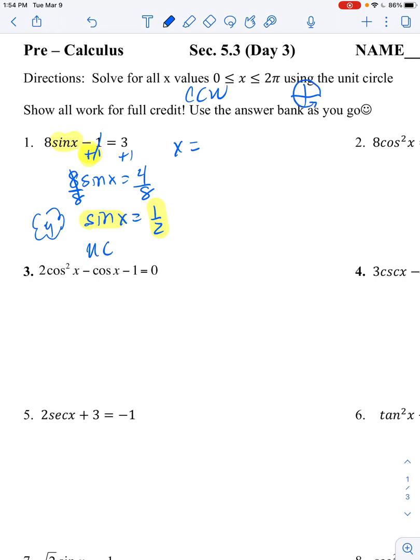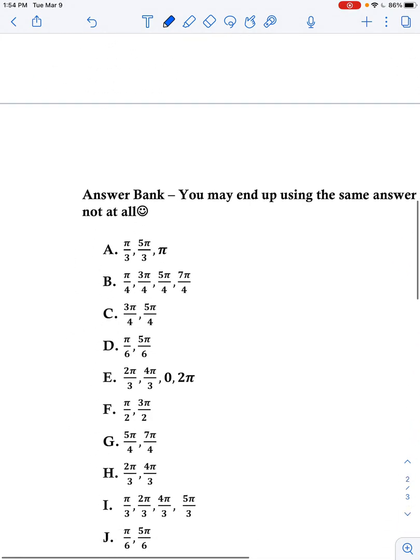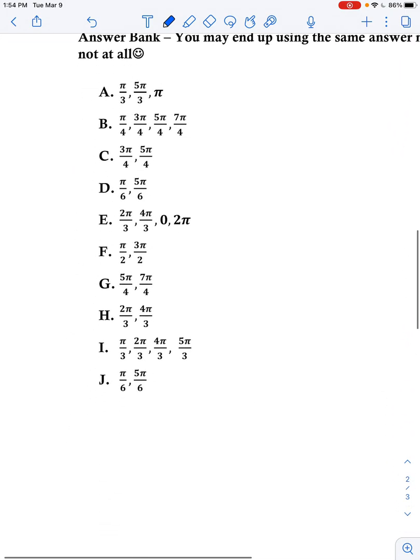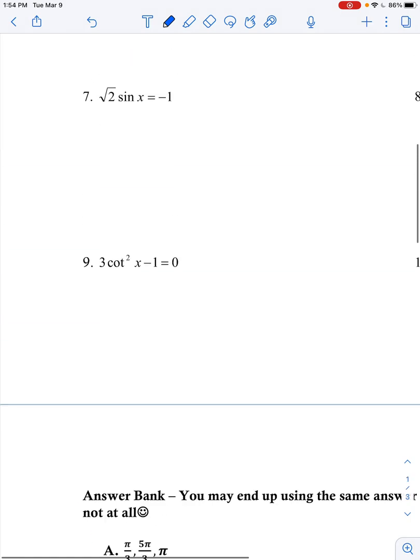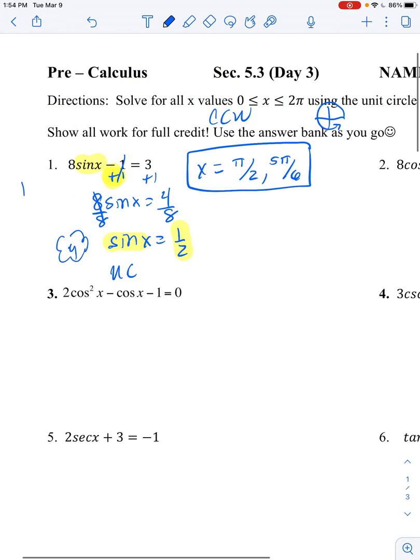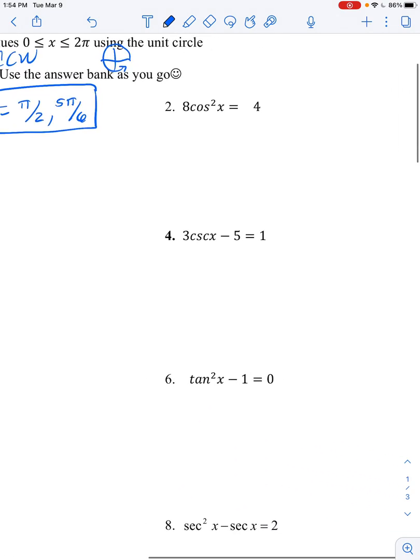When I do that, the first place that I see that has a 1/2 as a y or sine value is at pi over 6. And then as I keep going around, the second and last place is 5 pi over 6. Now, in this worksheet, you had an answer bank. So I'd be looking for pi over 6 and 5 pi over 6. So that is letter D. So I'm going to go back and just know that I probably did it right since it's on there.